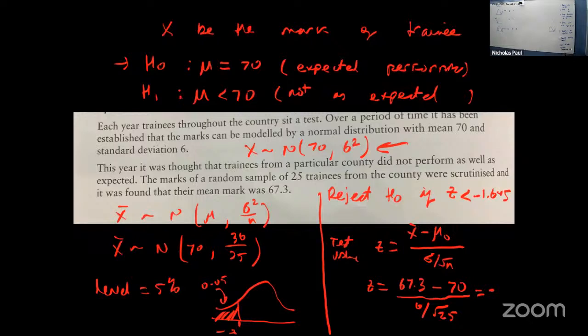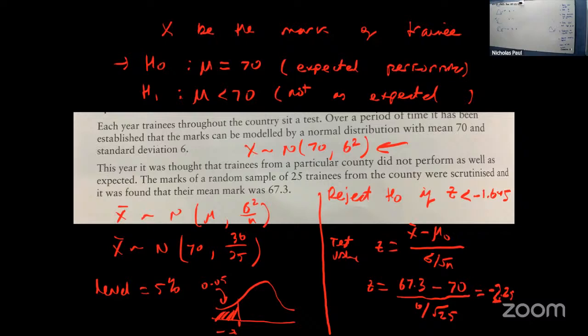Right? Minus 2.25. Thanks, Visha. Minus 2.25. Right? So what conclusion will you make there, Jalen? The value is minus 2.25. We reject since Z is less than.